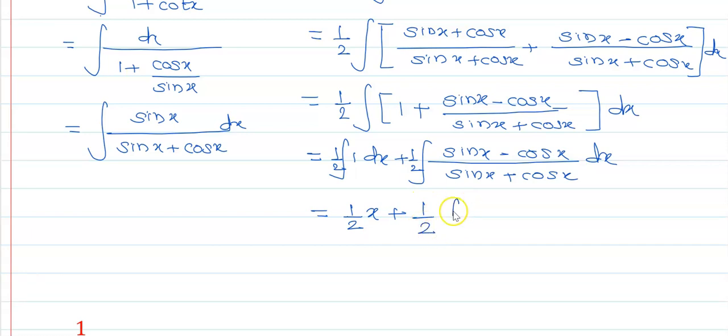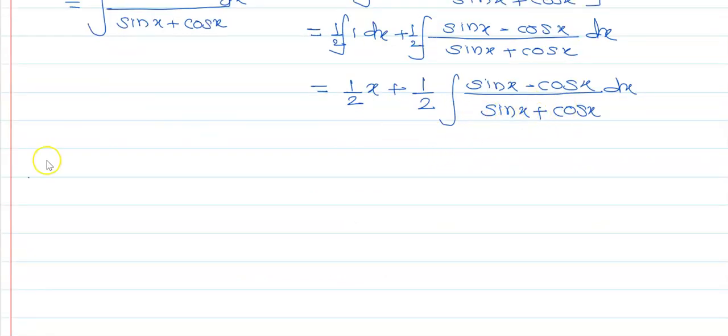This is the 1 upon 2 integral sin x minus cos x upon sin x plus cos x into dx. Now to solve this integral, we will substitute, put sin x plus cos x is equals to t. Okay.